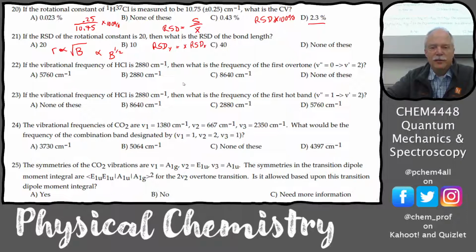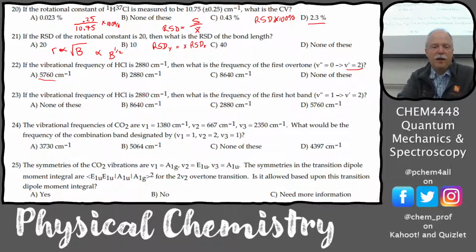Okay, then we get into the stuff that we did today, talking about overtones and hot bands and stuff like that. So if the vibrational frequency is 2880, what's the frequency of the first overtone? We're just doubling that frequency, and so we get something close to 5760.